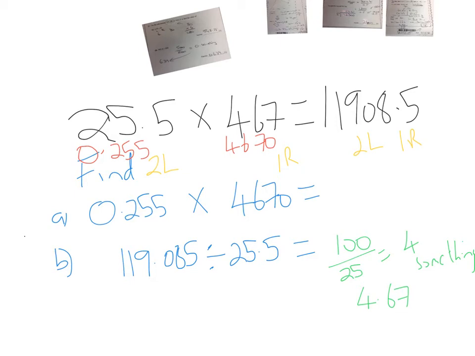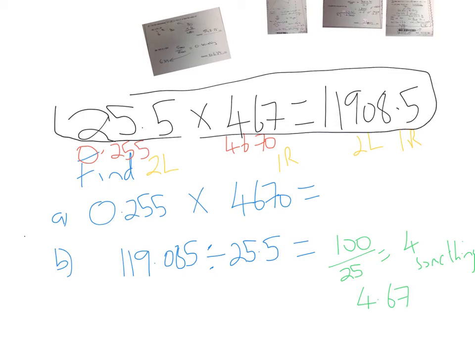So this is the mathematical fact that I've just created. 25.5 multiplied by 467 gives you 11,908.5. Now I want to find 0.255 multiplied by 4670. Here's how I did it. I wrote this number back up here, 0.255, and I wrote this number here underneath it, 4670.